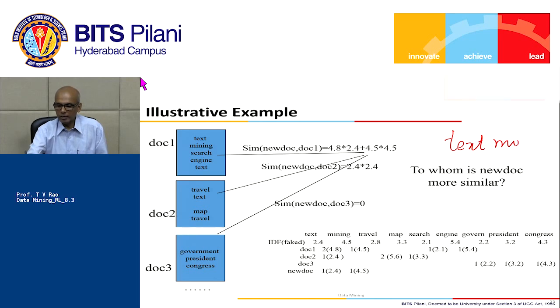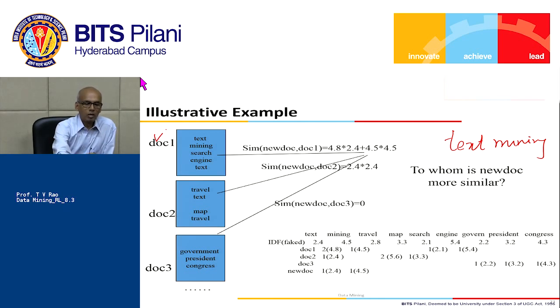Now we have a new document which contains text mining. This is all this document contains. Text happens once, and mining happens once. Now we can do a similarity calculation of the new document with each one of them: doc1, doc2, doc3. Clearly the similarity with doc3 is going to be 0 because there is nothing in common. But between doc1 and doc2, you can see that the new document has a greater similarity with doc1 compared to doc2. So this is one example of an approach whereby you can cluster or combine the documents which are similar.